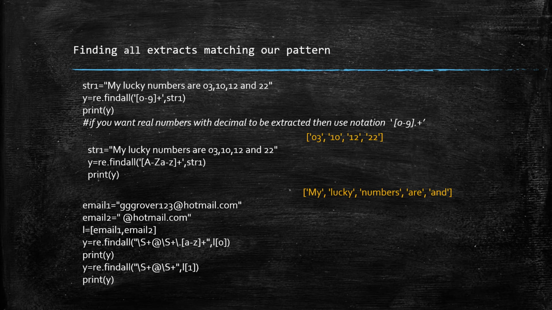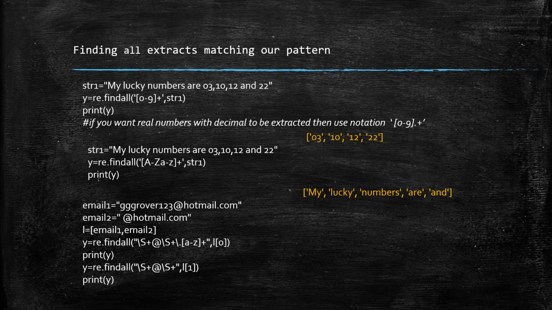So I'll use \. Then we have within square brackets small alphabets a to z. Then again plus means there can be more than one small alphabet, and my search stops. So this is the pattern, and I want to search this pattern in L0, that is the first email 1. If my email 1 suffices this pattern, it will print it because I am giving the command print y.